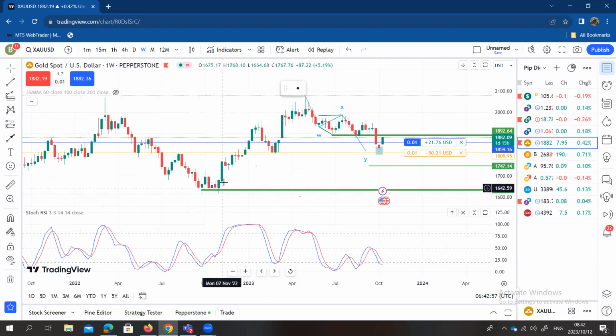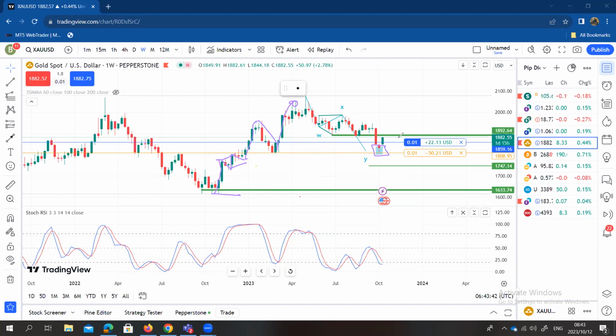So after this rally here, 1, 2, 3, 4, 5, let me just use perhaps a different color, purple. So from these lows, we had a wave 1. This here appears to be a running flat, wave 2, wave 3, wave 4, and wave 5 terminating around that level there. Then from here, we had a WXY correction that I've marked in blue, terminating right in the blue box area.